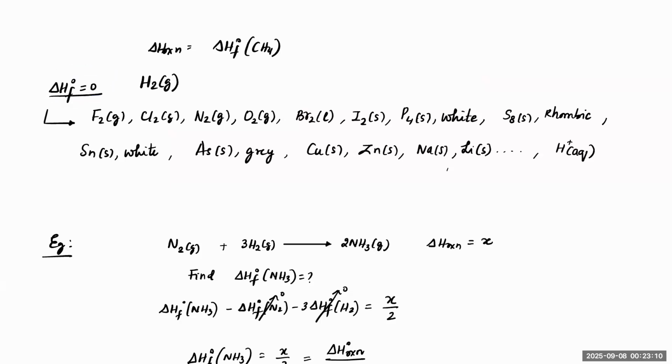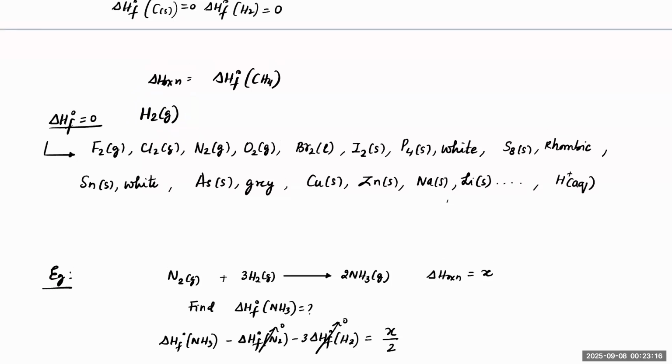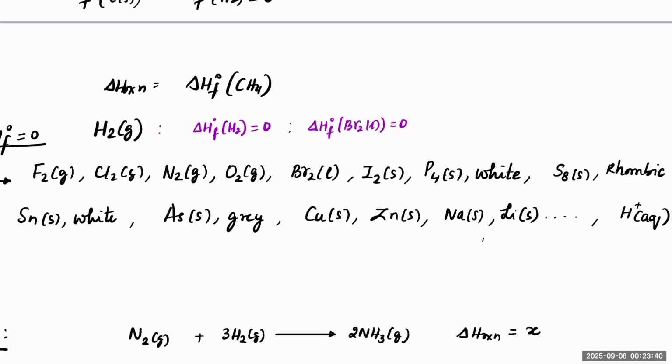Let's see this. Starting with H2, how do we write that? This is how we write it: delta H of formation of H2. That value is 0. Similarly, F2, Cl2, N2, O2, and Br2. Br2, when you have it in liquid state, is 0. The state needs to be mentioned as well.